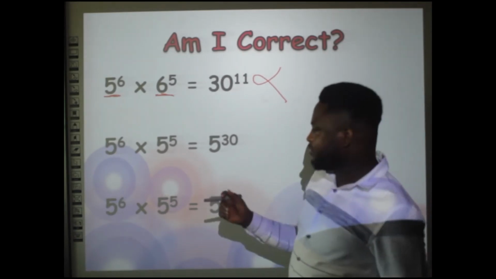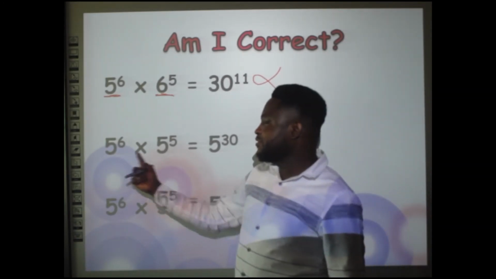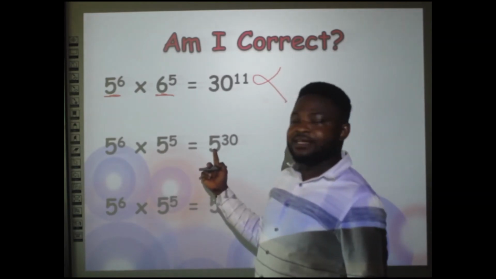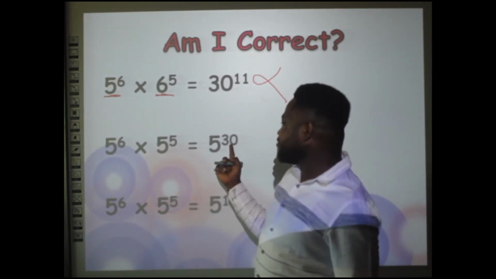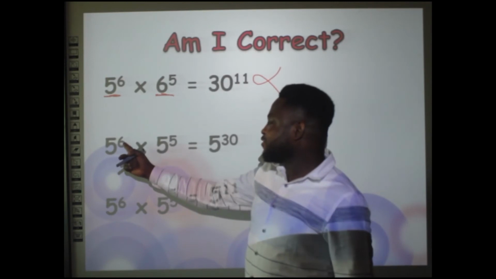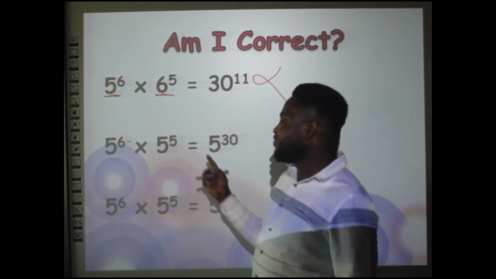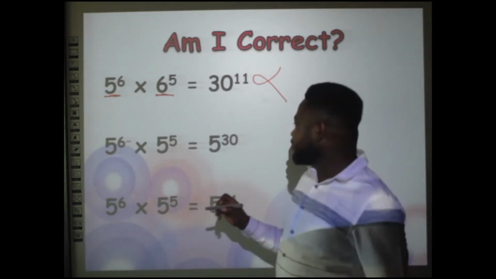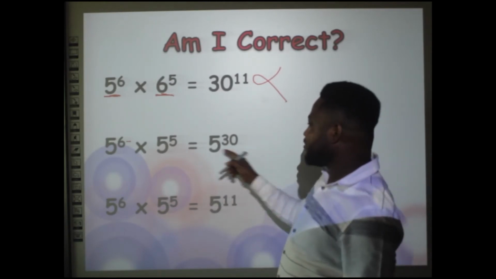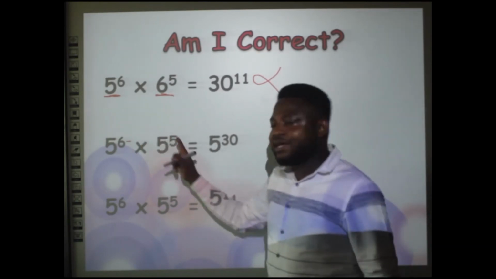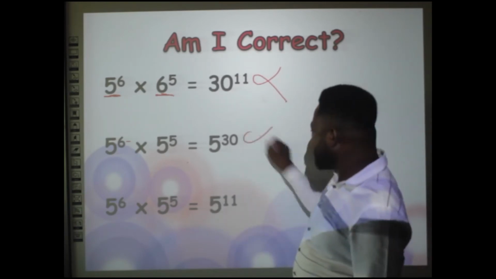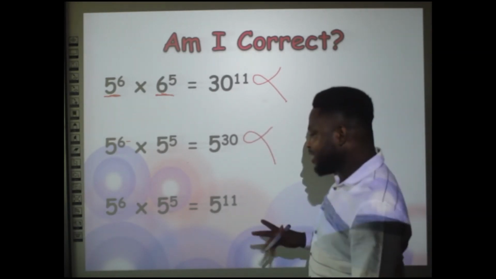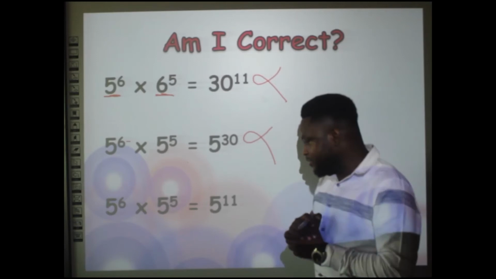Now look at this one. Of course, you have the same base, 5, 5. Now, look at this exponent, 30. So that means this one was done by multiplying 6 by 5. That violates the rule. Okay, so this is totally wrong. You are not expected to what? To multiply the exponent. So this is also what? Wrong.